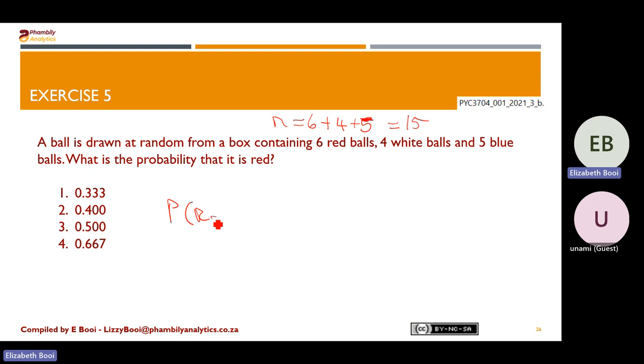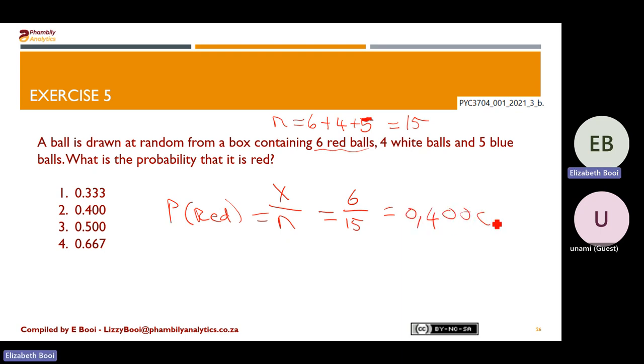So calculate the probability of red. That will be outcomes satisfying red divided by N. How many balls are red divided by the total sample space? What is the answer? Are you still there? So the answer would be observations satisfying red. There are 6 of them. The sample space is 15. And what is the answer? Six divided by 15 is 0.4.